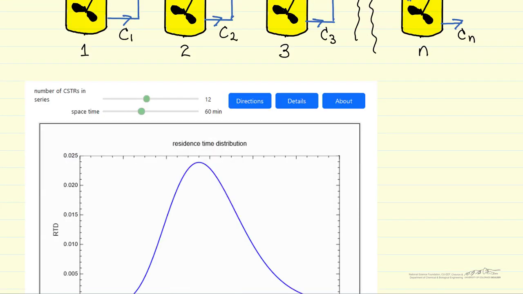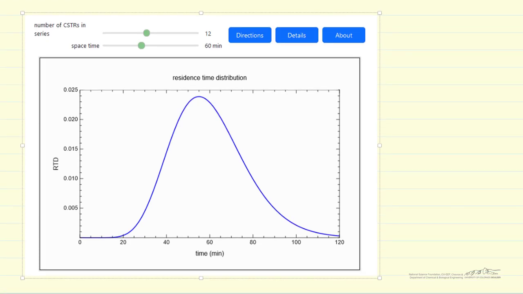And so the simulation looks like this, where we can change the space-time, and this is the space-time for the total system, not the space-time for one CSTR, but the space-time for n CSTRs. And then 12 is the number of CSTRs in series. So this residence time distribution is the probability of a molecule leaving at a certain time. So the total probability area should end up being 1.